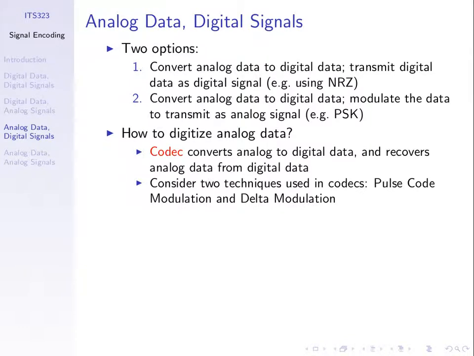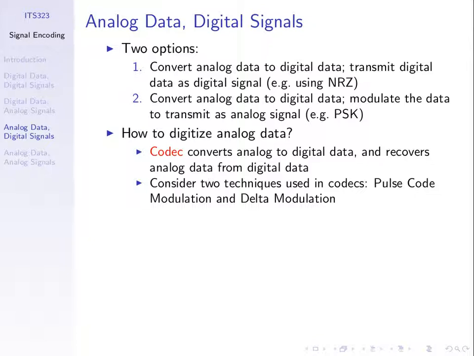So in general, we can take the analog data, convert to digital, and then transmit, say, using NRZ as a digital signal. Another thing that we commonly do is convert analog data into digital data and then send that data as an analog signal, like phase shift keying. It's common today in communication systems to treat everything as digital data, even if it starts off as analog, like your voice. It's much easier for a computer to process the digital data. So convert your analog voice into digital voice. And that's what your mobile phone does.